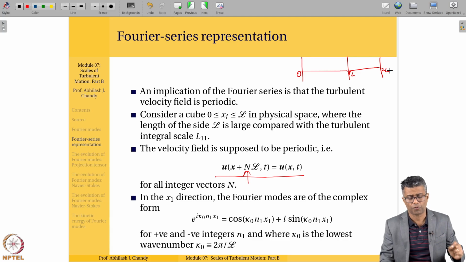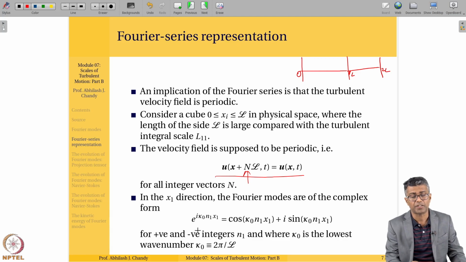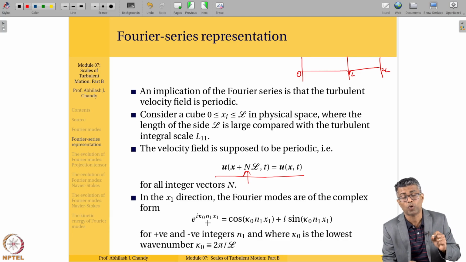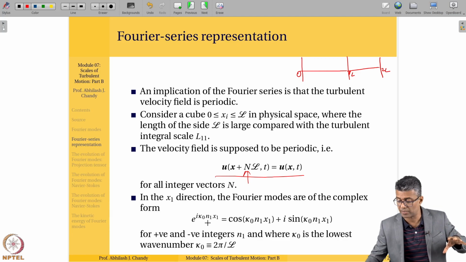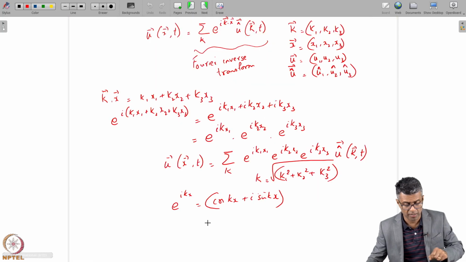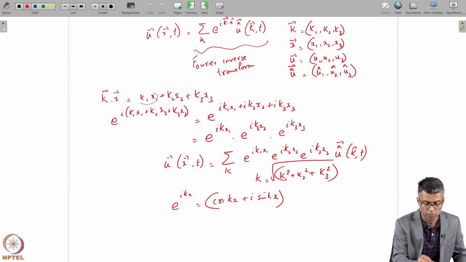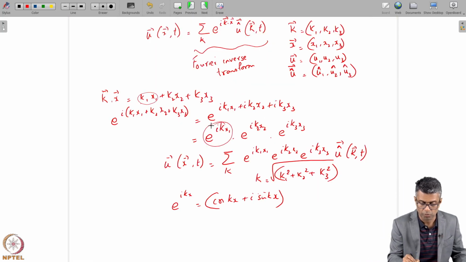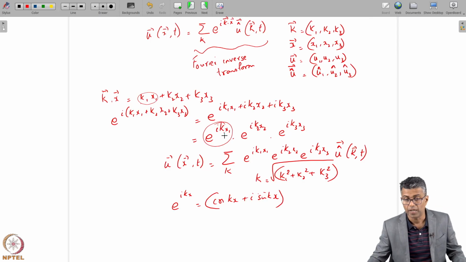the Fourier modes are of complex form. So I have e to the i. Now look at what I've done here. Earlier I had k1x1, isn't it? I was writing it as k1x1. See here, I was writing it as k1x1, e to the i k1x1, right? k1x1.